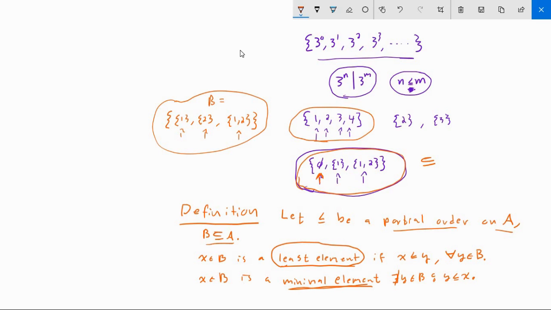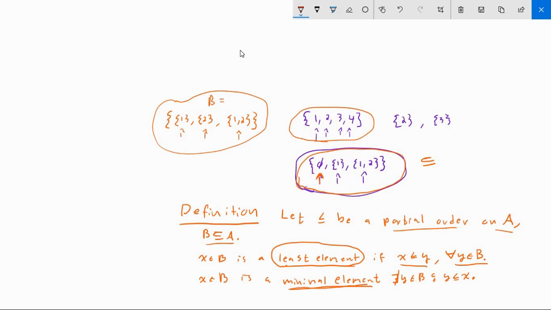And notice what's going on here is that the set containing 1 and the set containing 2, these aren't actually comparable in the subset relation. Therefore, it's implicit in the very definition of a least element that whatever the least element is, it's comparable with all the other elements of B. Now, returning to this definition, if I were to replace the word least with the term greatest, and the word minimal with the word maximal, and then simply swap the roles of these.